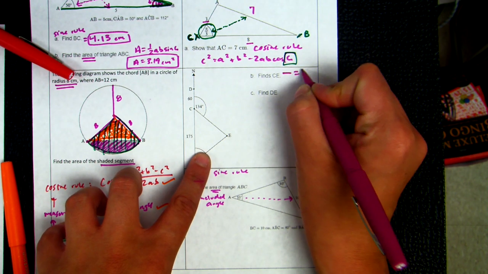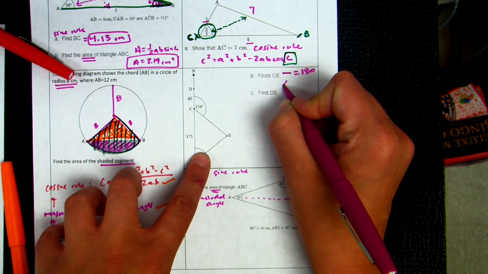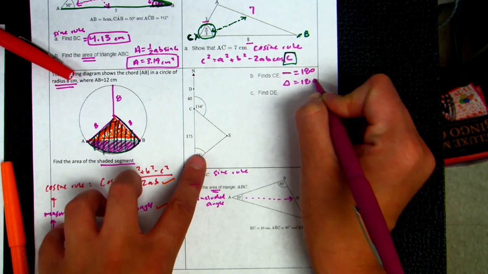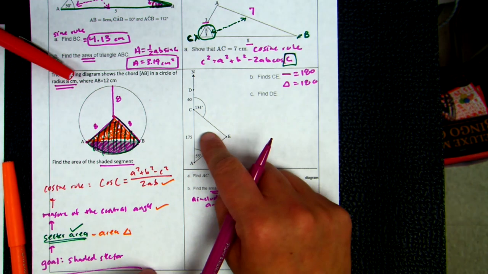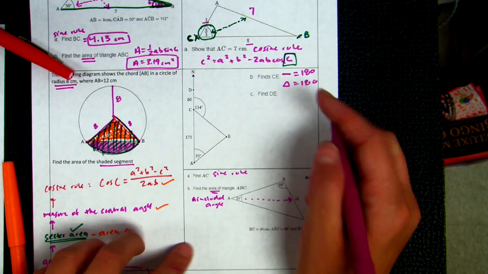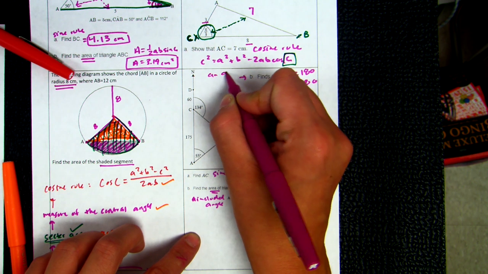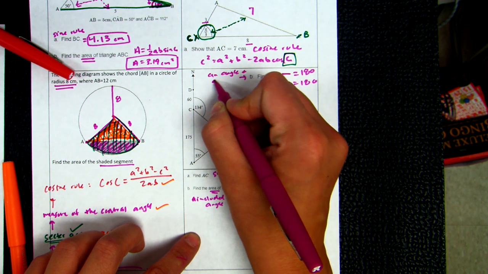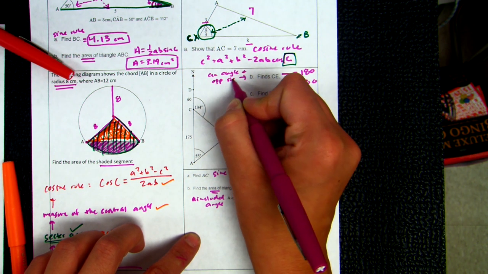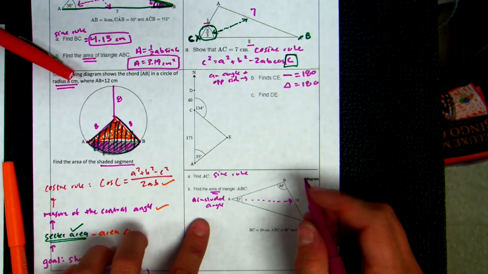Straight lines are equal to 180 degrees and triangles are equal to 180 degrees. That might help you when solving this one. And then on this, you should end up with an angle and opposite side, which you can use sine rule to help you with that.